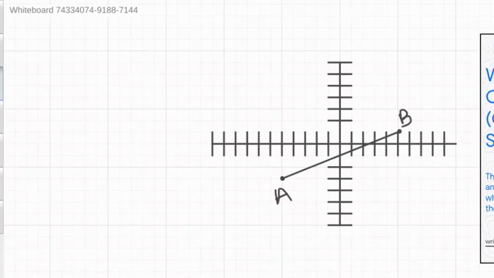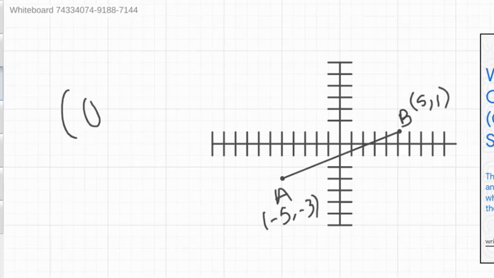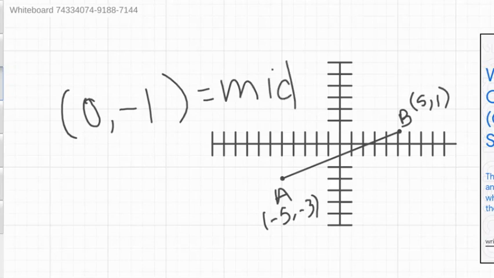Alright, let's do another one, but this time you do the work and come back when you have your answer. So we'll write down our coordinates first. For A, our coordinate is negative 5, negative 3. And for B, our coordinates are 5, 1. Then if we plug it all into our midpoint formula, we eventually get our midpoint to be 0, negative 1. And if we plot that, it would be right here.